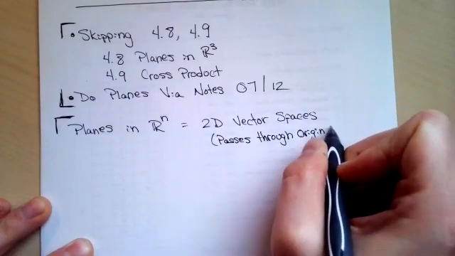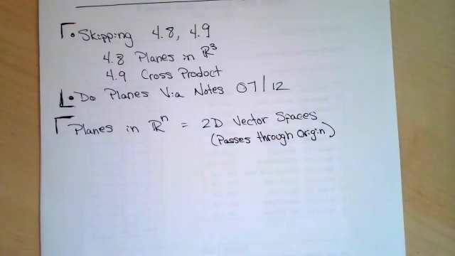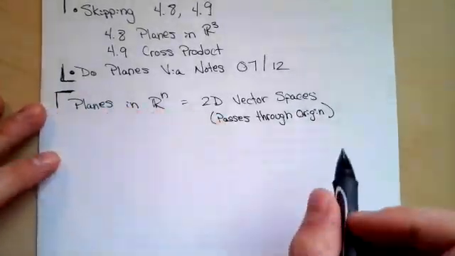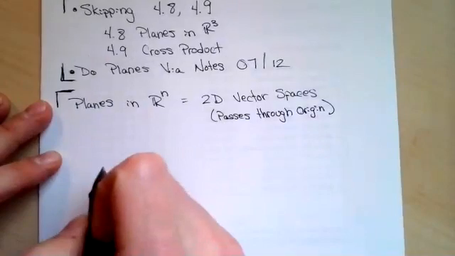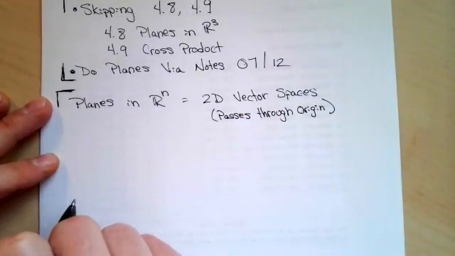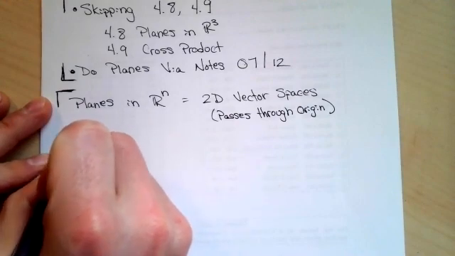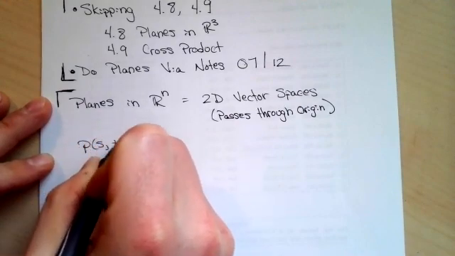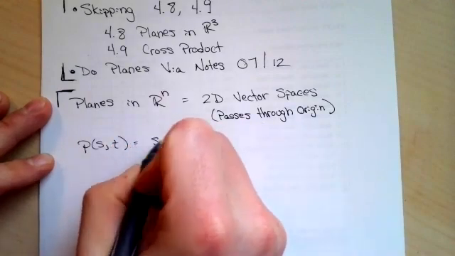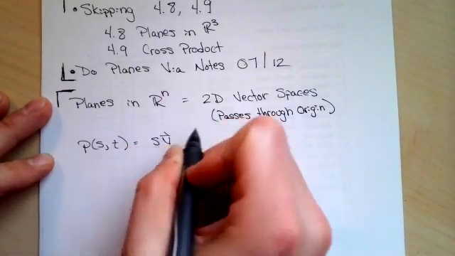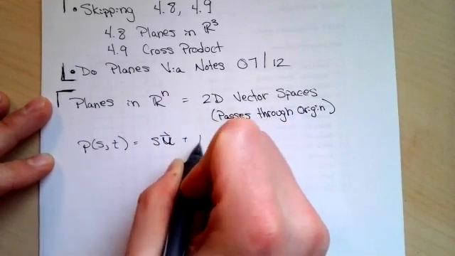If we are talking about a more general geometric plane, a two-dimensional object that sits somewhere in space, I will call those affine planes. So a plane, a two-dimensional vector space through the origin in Rn, we defined as a two-parameter set, namely S times U plus T times V.